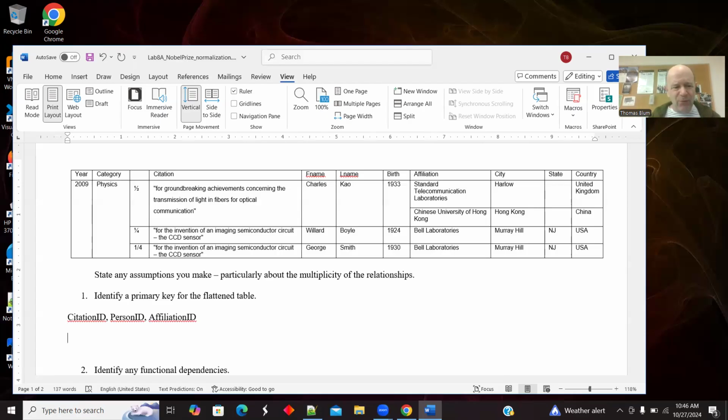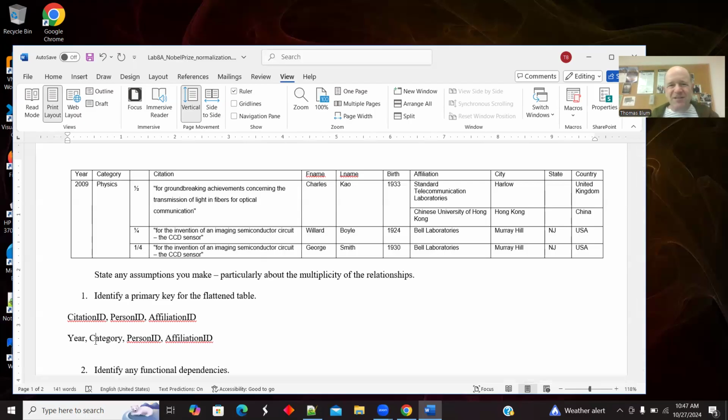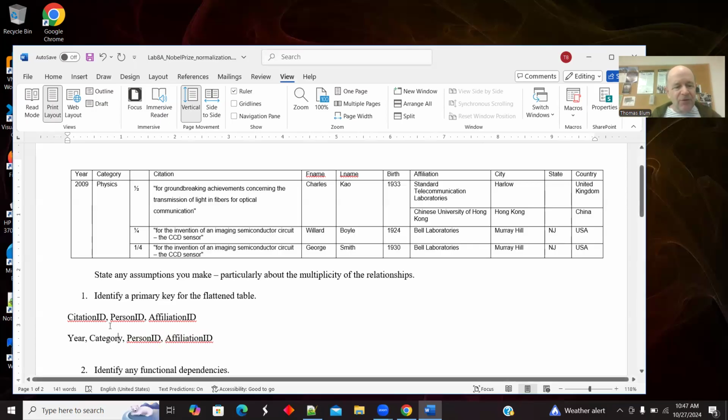And then, more what I would have thought: the combination of year and category to determine the prize, then the person ID and the affiliation ID. Usually we turn things into IDs. I think year and category are simple enough. Of course, the biological one is physiology or medicine, and we could probably just shorten that to one term. But you might have a category ID and then a category description or something.